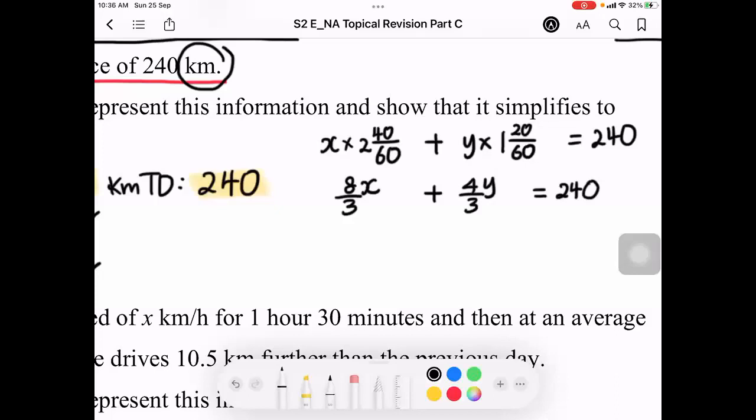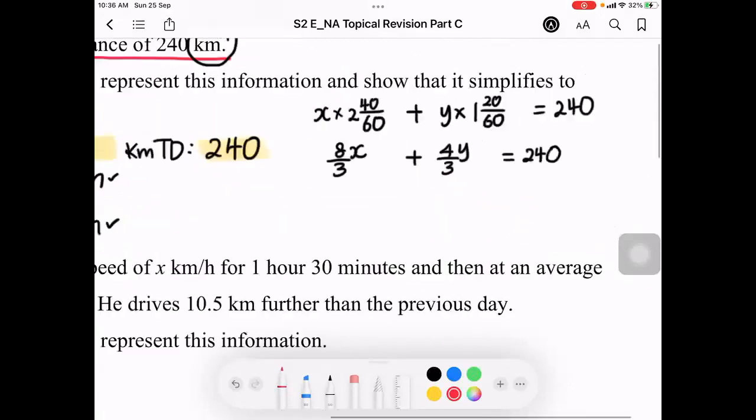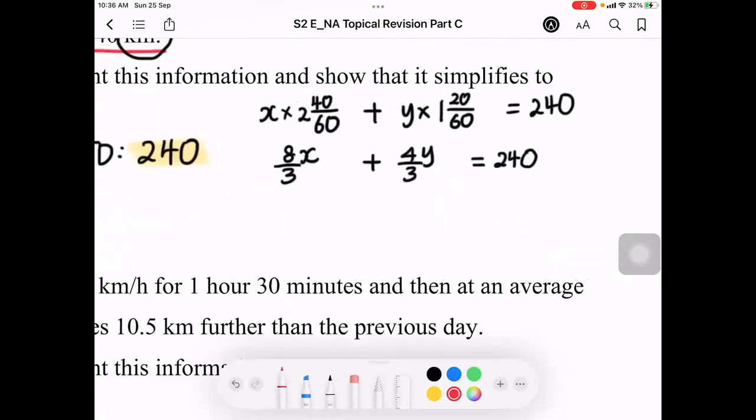Okay, so every one of you got this step? Now let's look at the question. They say show that 2x plus y equals 180 down here. But is there any fraction there? There's no fraction there, correct or not? So what we are going to do is get rid of our denominator. The denominator is 3, right? So the whole thing times 3, and this side here also must times 3. So when we multiply by 3, I get rid of the denominator.